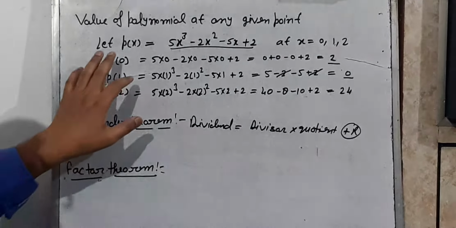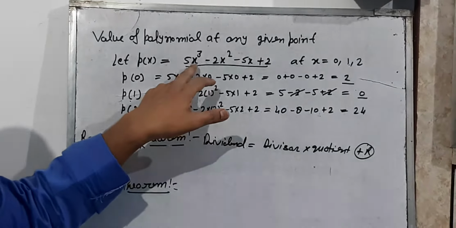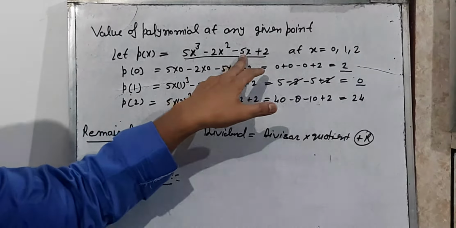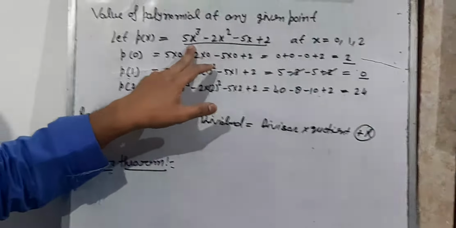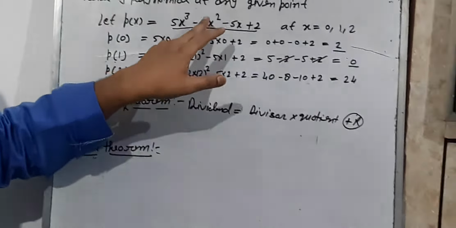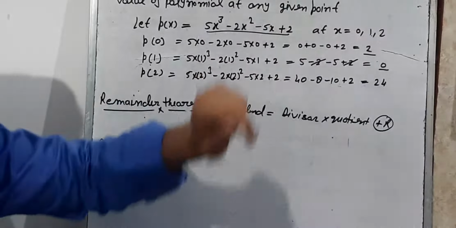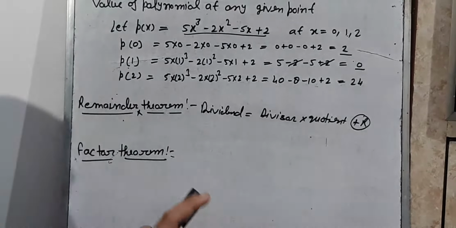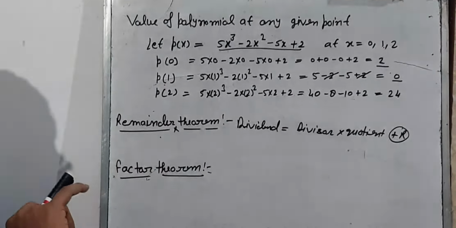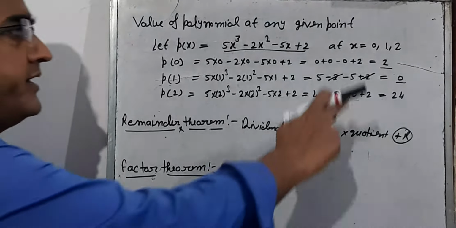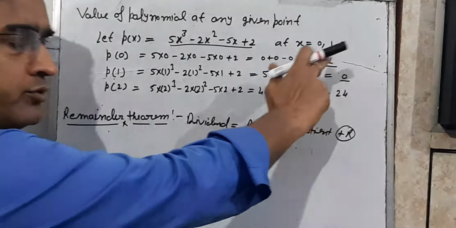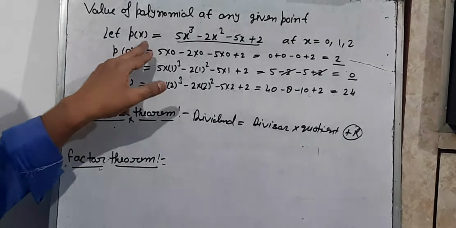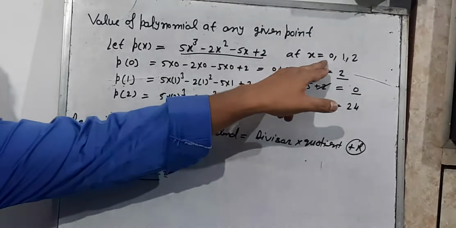Now, let p(x) equal 5x cube minus 2x square minus 5x plus 2. p(x) equals this polynomial. Polynomial means 5x cube minus 2x square minus 5x plus 2. Now you are to find the value of this polynomial at x equal to 0, 1 and 2.